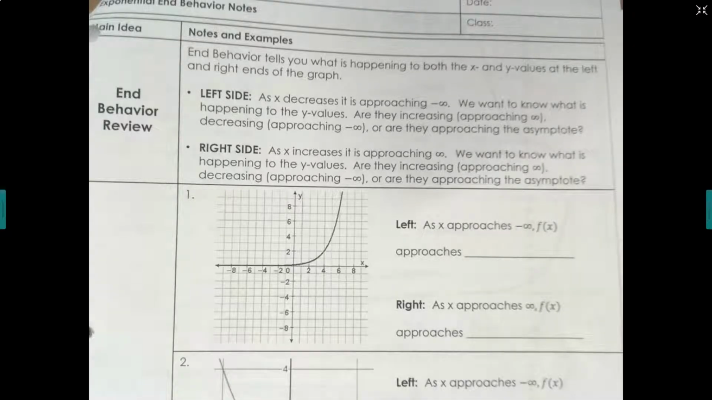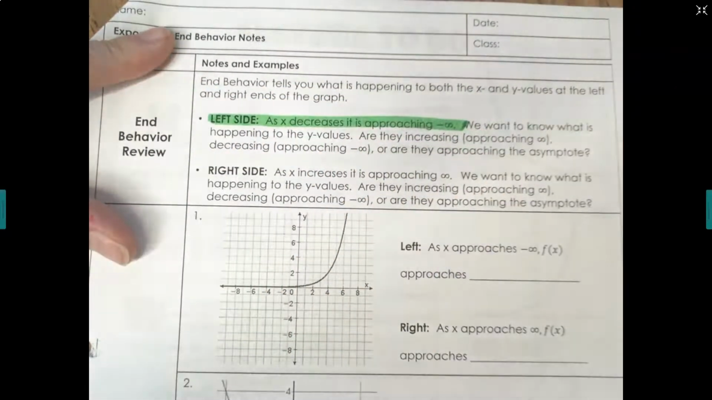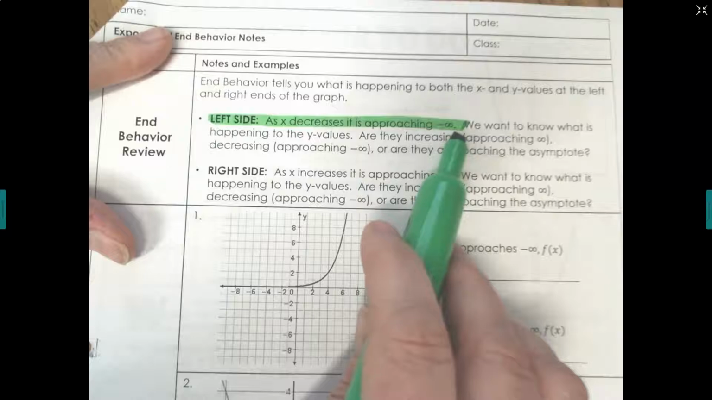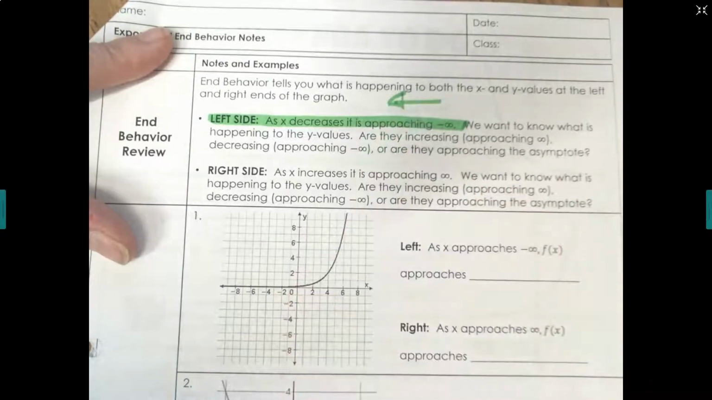So we have previously talked about end behavior of lines, and the idea behind end behavior is you want to know what's happening to y values on the left-hand side of the graph and what's happening to y values on the right-hand side of the graph. So for the left side, it's going to be approaching where x's are negative infinity on the left. So your sentence will say as x decreases, it approaches negative infinity, because that means it's going left.